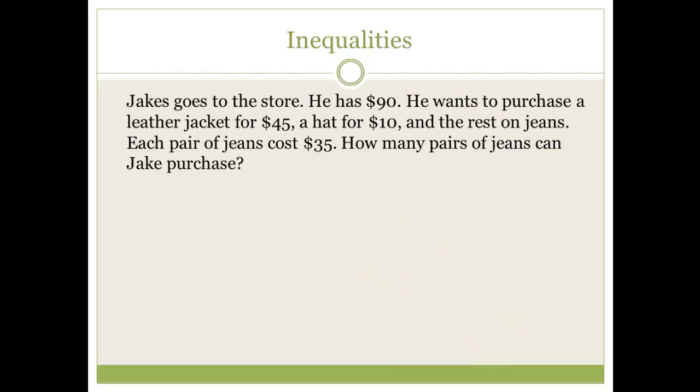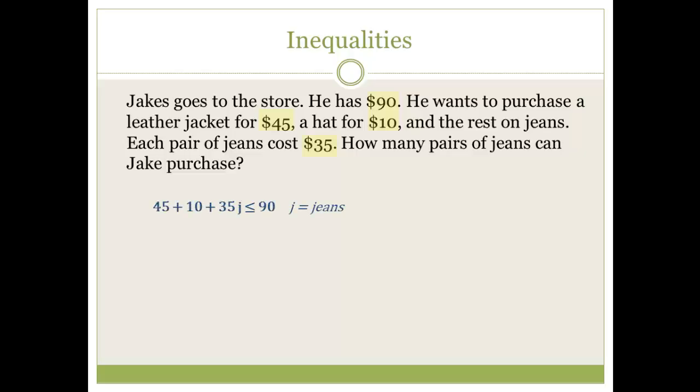Let's look at one last example. Jake goes to the store. He has $90. He wants to purchase a leather jacket for $45, a hat for $10, and the rest on jeans. Each pair of jeans costs $35. How many pairs of jeans can Jake purchase? Again, let's highlight what we know to help us formulate the inequality.